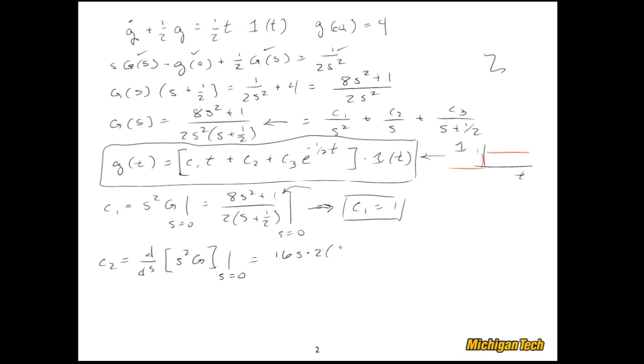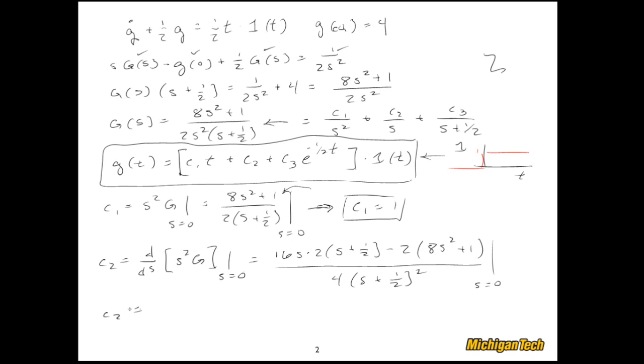Multiply that by the denominator, minus the derivative of the denominator, which is 2, times the numerator, divided by the denominator squared. Great, and now we let s equal 0.